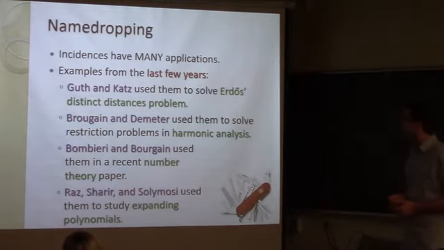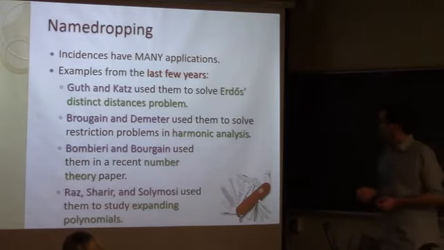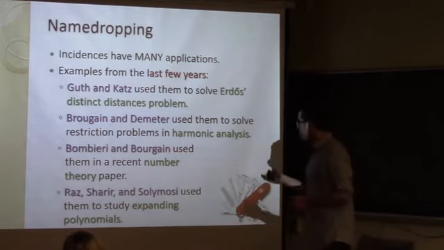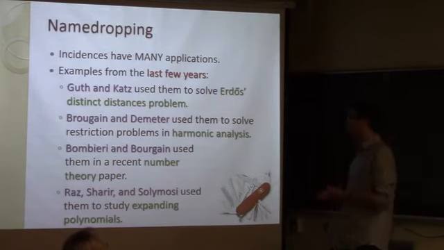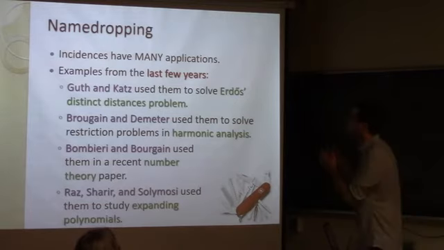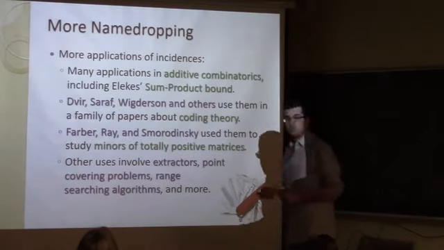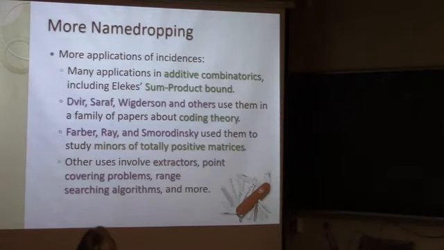There's a paper from a few years ago by Bombieri and Bourgain where they call it number theory. It's about studying some sort of energy of the Gaussian numbers. I hope you're not going to ask too many questions about this one because I'm not too much of an expert on it. And people study expanding polynomials using incidences, and I had an urge to put a second name dropping slide. So if you know some additive combinatorics, it's very common in additive combinatorics. I guess the main book of additive combinatorics is the one by Tao and Vu, and they have a whole chapter about how to use incidences there.